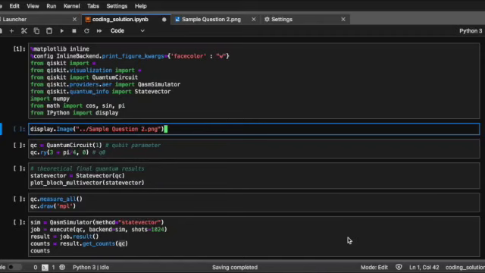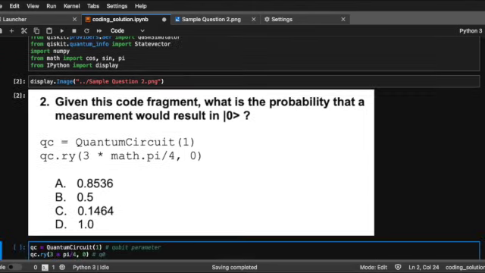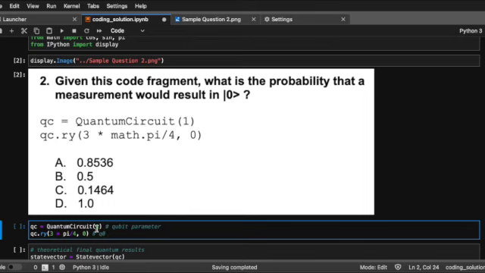Alright, let's solve this question through code. Given this code fragment, what is the probability that a measurement would result in a state 0? So we have a single qubit here in our quantum circuit, and we're going to rotate it about the y-axis 3π/4, giving it 0, meaning q0, which is going to be the first qubit.